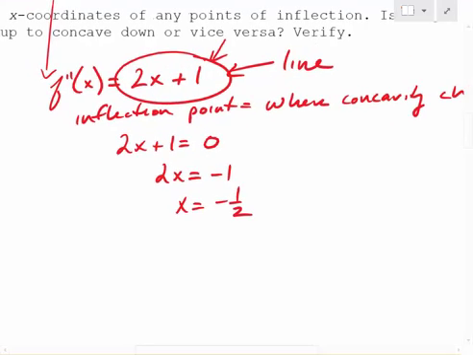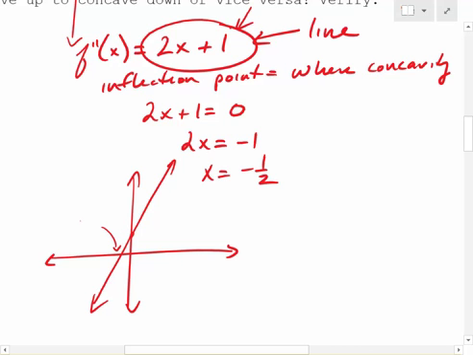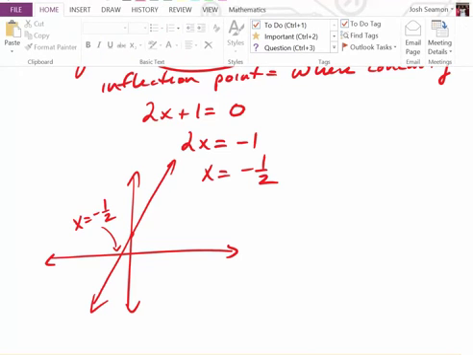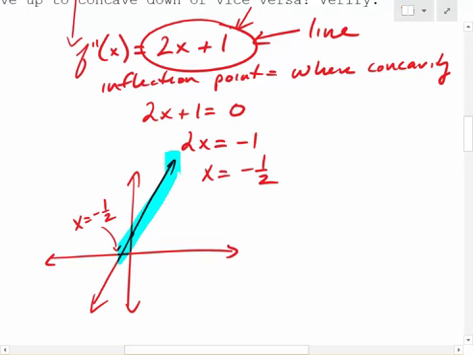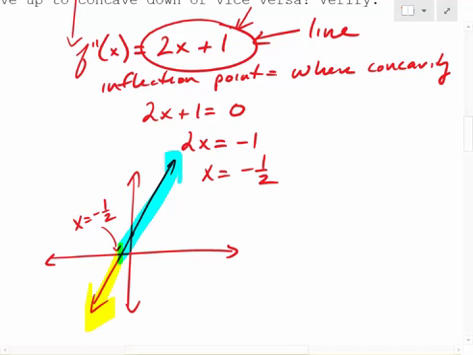So x equals -1/2. So what does 2x plus 1 look like if you graphed it? It's going to look something like this, right? And we just found, where does it cross the x-axis? -1/2, right? So to the right here, is it positive or negative? It is positive, and what is it to the left? Negative.